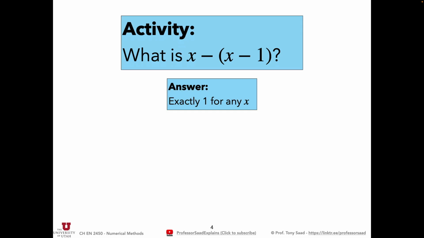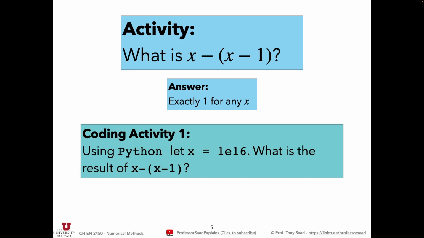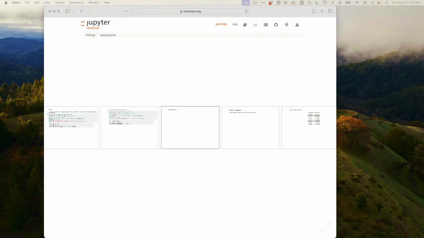OK. Our first coding activity is going to be implementing this formula simply in a code cell and setting the value of x equal to 10 to the power 16. If you have your Jupyter notebooks, open them up. If not, that's OK. I'm going to do that for you.